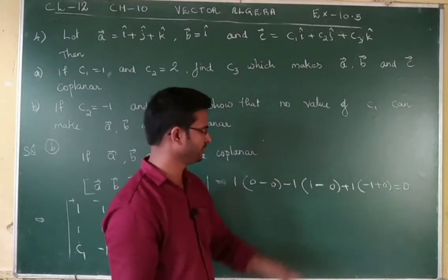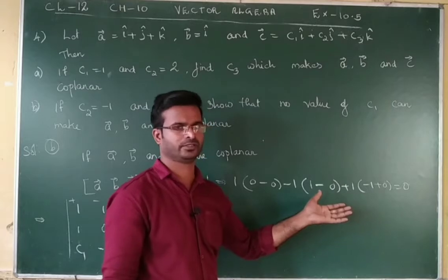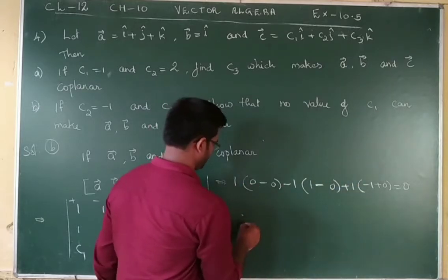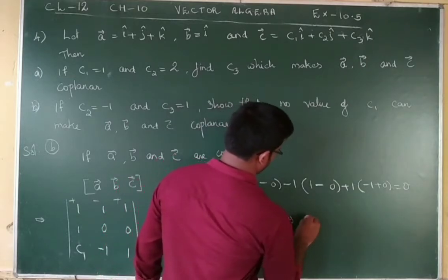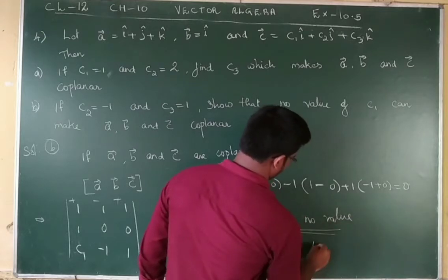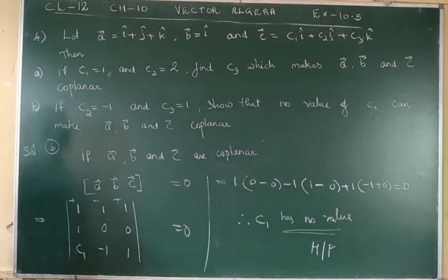You can see in here, no C1. No C1 means no value, isn't it? C1 we cannot find out from here. Therefore, C1 has no value. Hence, true. And here no C1, so we cannot find out the C1 value. Now, just pause the video, write down in your notebook this part also.